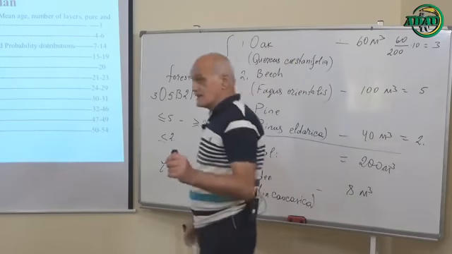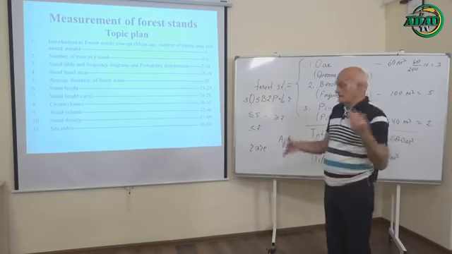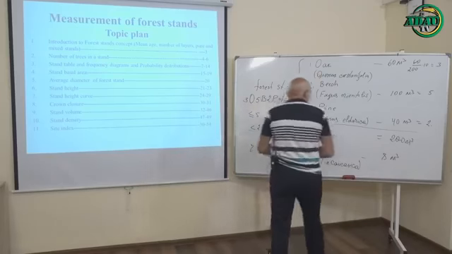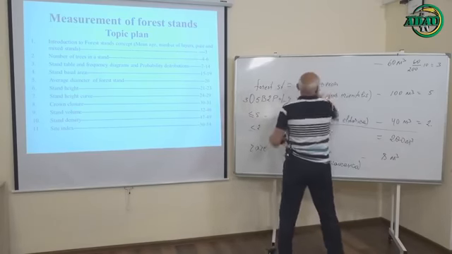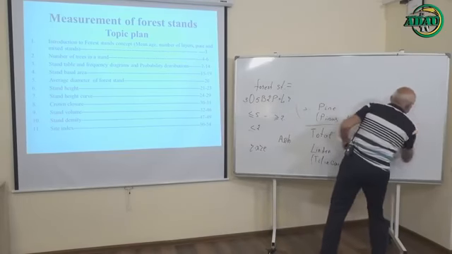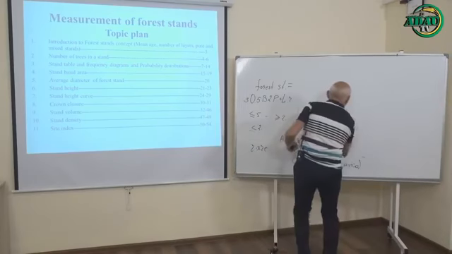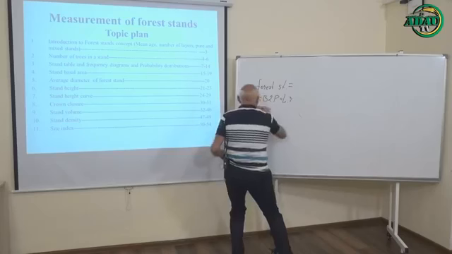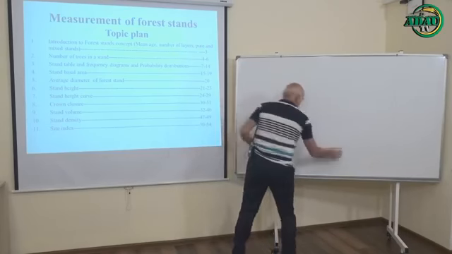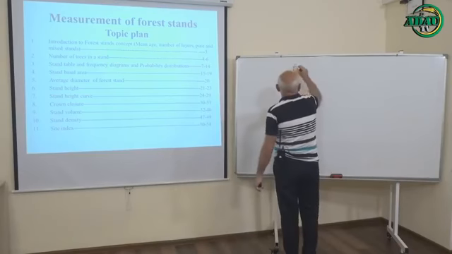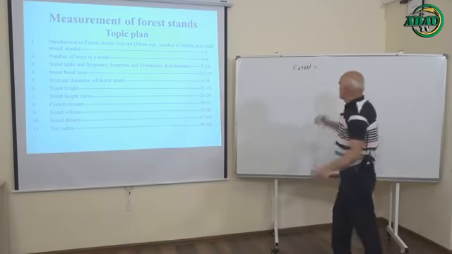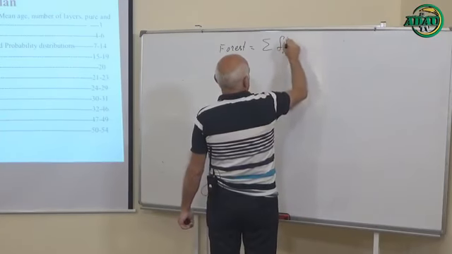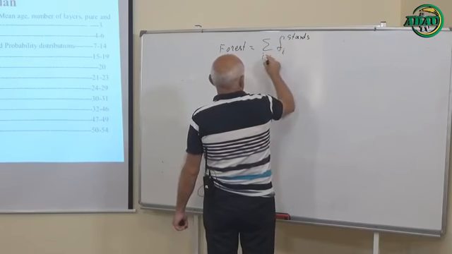As you understand, it is clear that the sum of forest stands is equal to the total forest. Then we can also write that the forest is equal to the sum of forest stands, F equals the sum of stands, where i equals 1 to N.